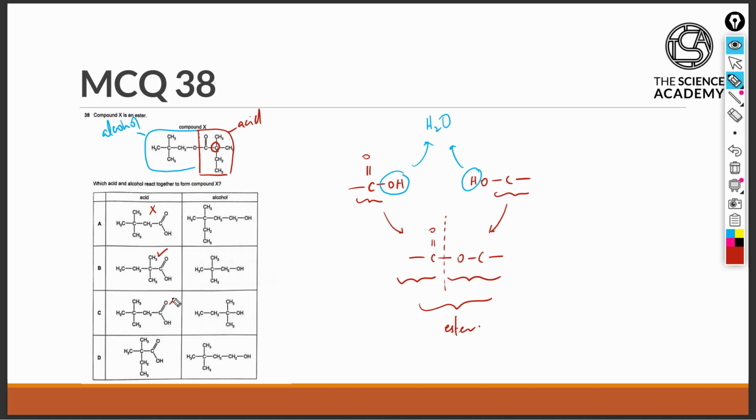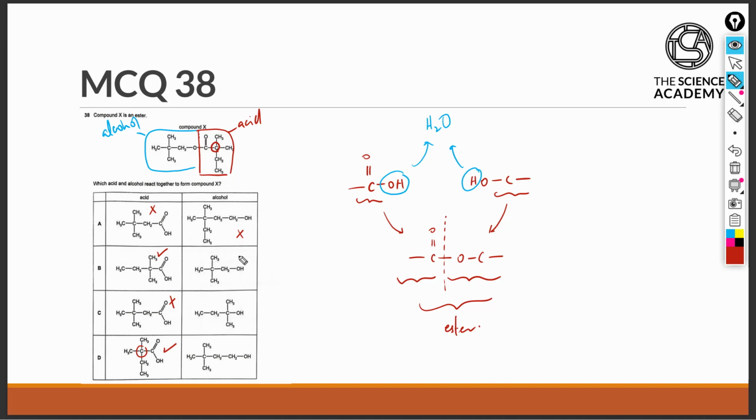Option C does not match the acid component in the ester. Option D does match the acid component, where the carbon next to the carboxylic acid group is bonded to a CH3, a CH3, and a CH2CH3 group. Let's compare the alcohol portions now. The alcohol in option A is too large.